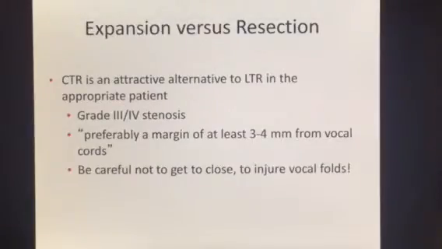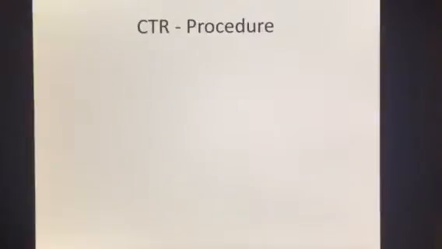Moving on to cricotracheal resection. So CTR is a useful surgery for a child who has severe stenosis, such that the anatomy of the glottis is respected. As you can see here, it's indicated for grade 3 or 4 stenosis, and preferably there's a margin of at least 3 to 4 millimeters from the vocal cords. So we like to respect these vocal cords, as the goal of the surgery is to preserve phonation.